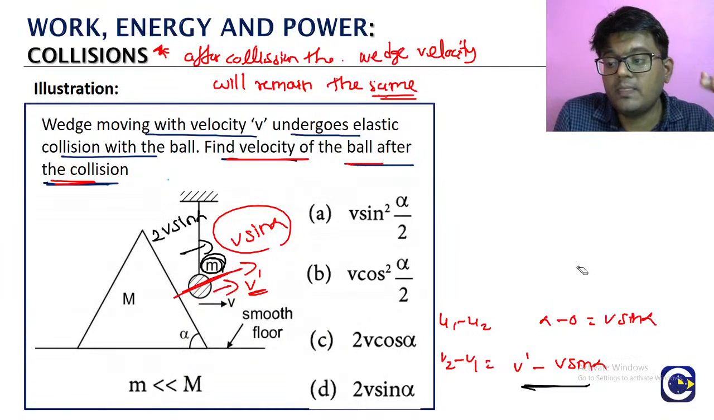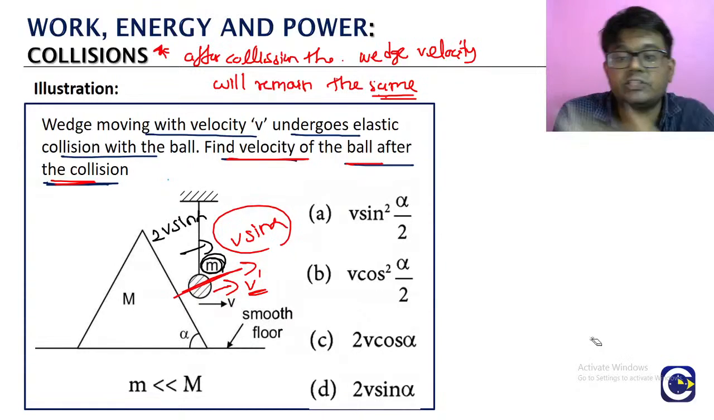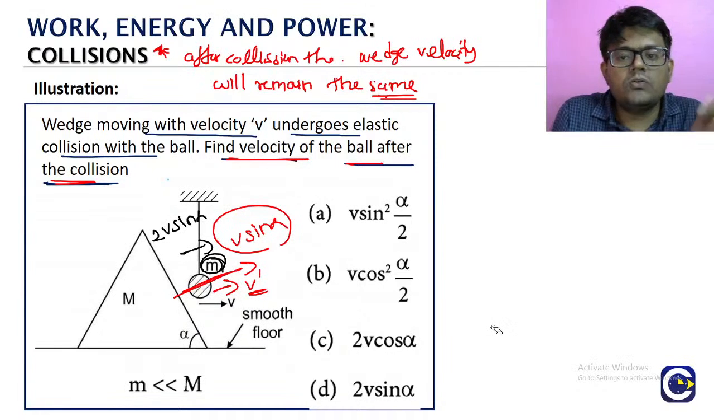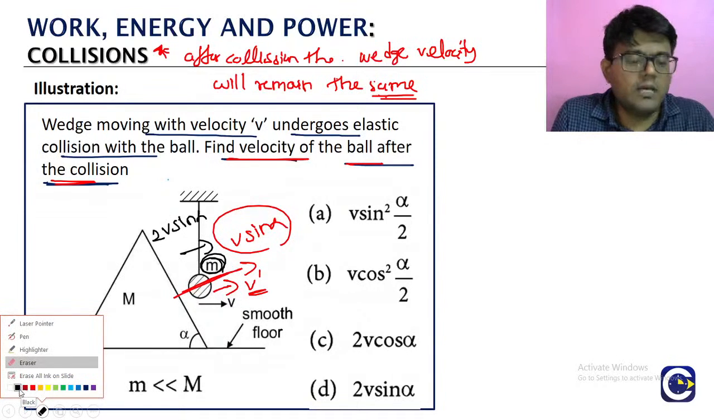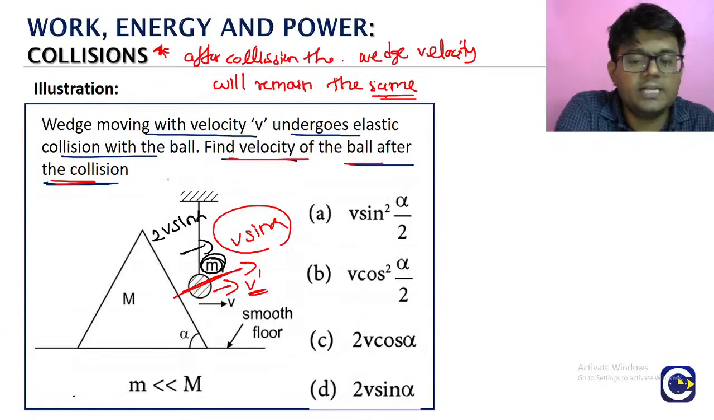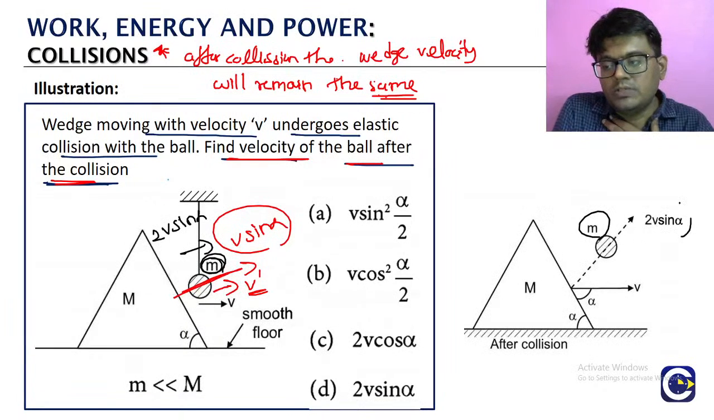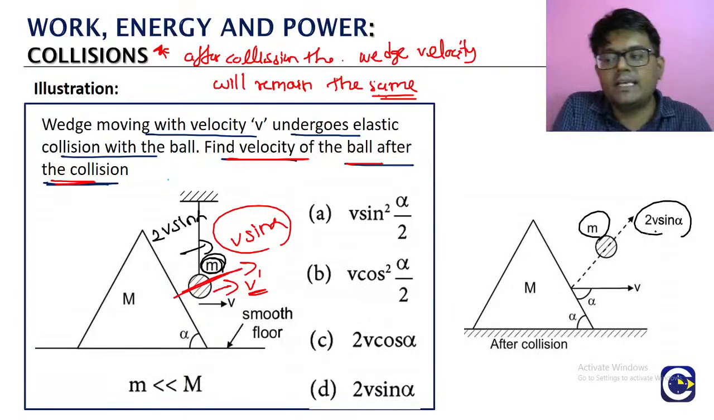v sin alpha. After the collision, if the ball is picking up velocity, it can pick up velocity only in that direction, isn't it? Because the impact of collision is only along the line. It will get velocity only along the common normal. So we are calling it v dash, and by using e equal to 1, we are able to get the velocity of the ball after the collision. You see, it will be moving with what? 2v sin alpha.